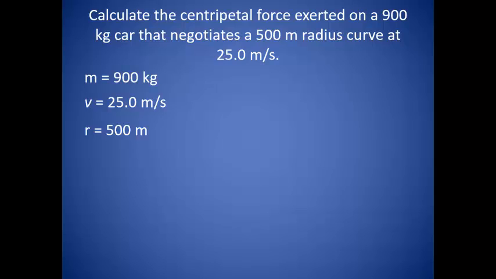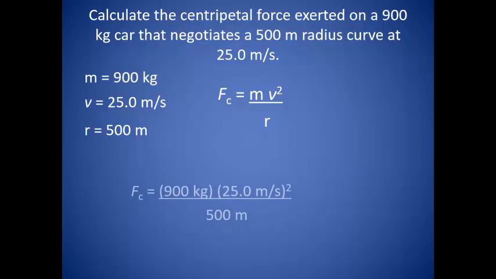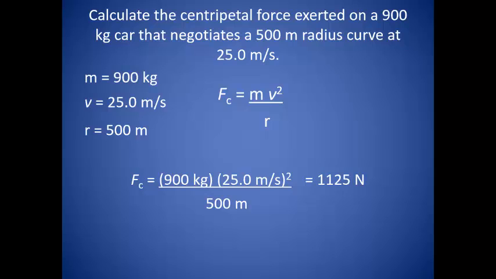So calculate the centripetal force exerted on a 900 kilogram car that negotiates a 500 meter radius curve at 25 meters per second. Looking at our knowns, we can see that we have mass, velocity, and radius. Everything we need to use our centripetal force equation. Awesome. Let's just plug this in, and we end up with 1,125 newtons of force.